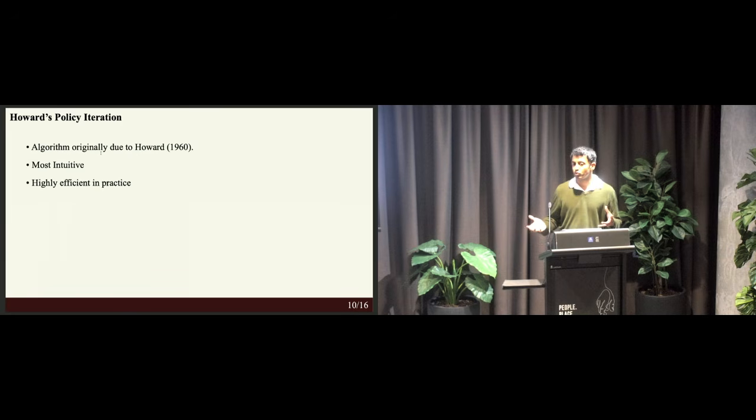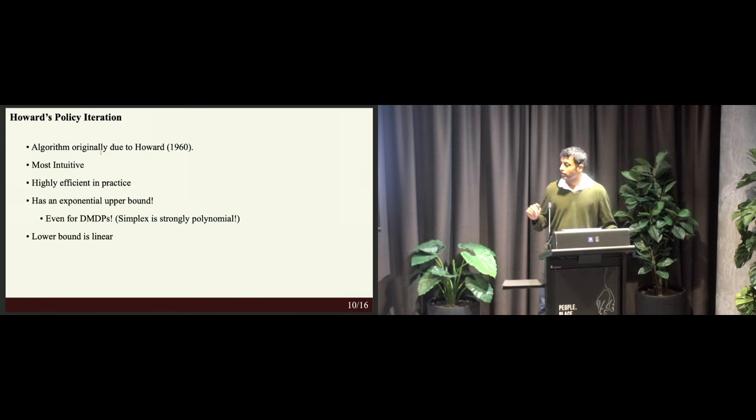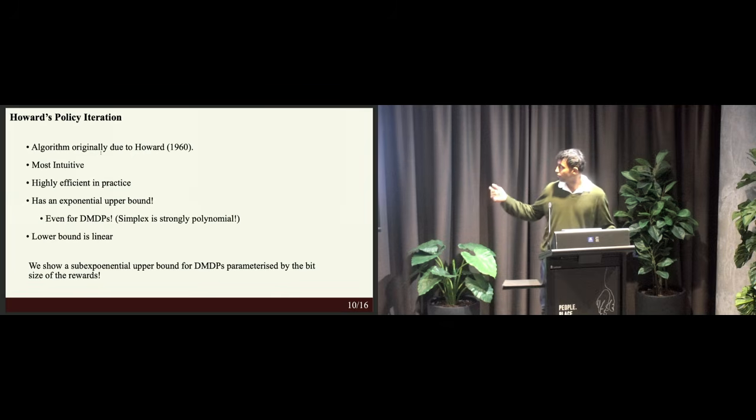Like if there is an improvable state, you take that. And it's highly efficient in practice, but it has an exponential upper bound. And even for this simpler class of deterministic MDPs, where simplex has been shown to be strongly polynomial, Howard still is exponential, while the lower bound is only linear. So what we show is that for deterministic MDPs, we show a sub-exponential bound parameterized by the bit size of the rewards.